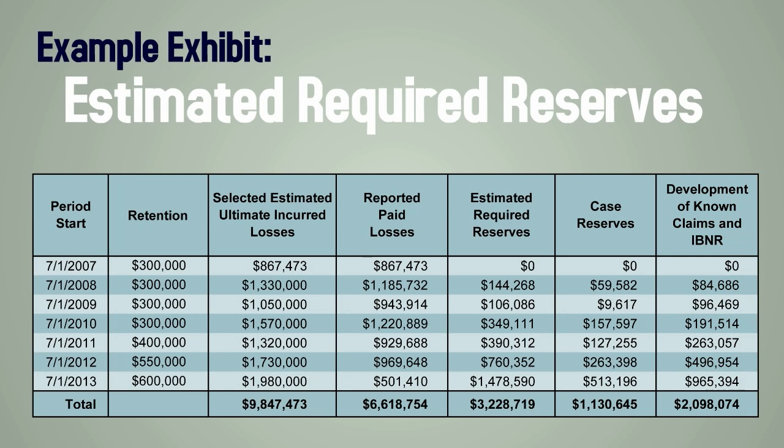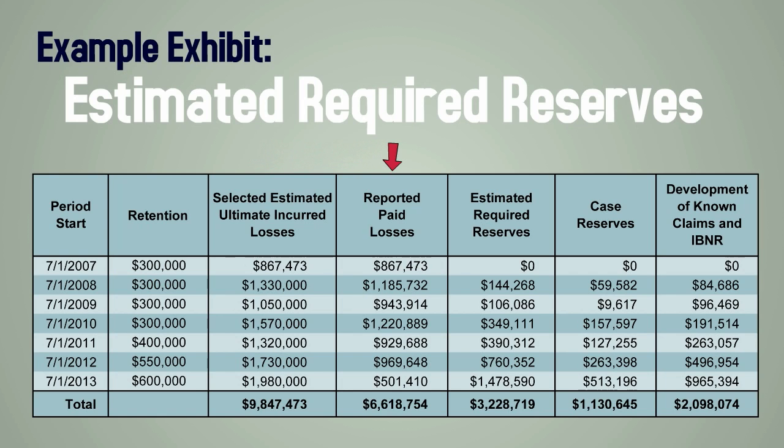The first column on the left shows the period start date for all of the policy periods that have been used in this analysis. The second column shows the retention for each of those policy periods. It's important to be aware and to correctly note what the retention was in these historical policy periods, because that does affect how the actuary completes the analysis. Then we show in column 3 the selected estimated ultimate incurred losses. So this is what the actuary has estimated to be the ultimate loss amount for each of these policy periods.